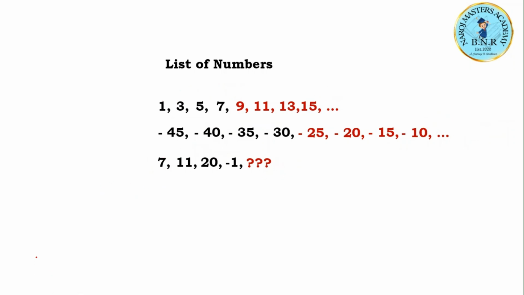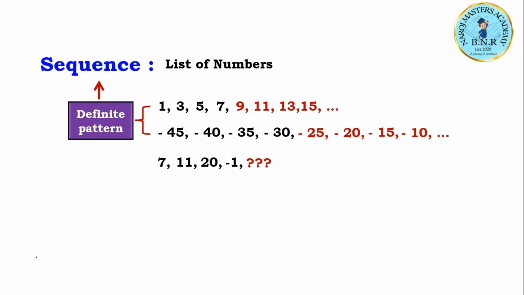Okay. So what do we call the above two sets and the below one set? The numbers which follow a definite pattern, like having a common difference, and the set number 3 is not following a definite pattern. So the series which follows a definite pattern, we call them a sequence.